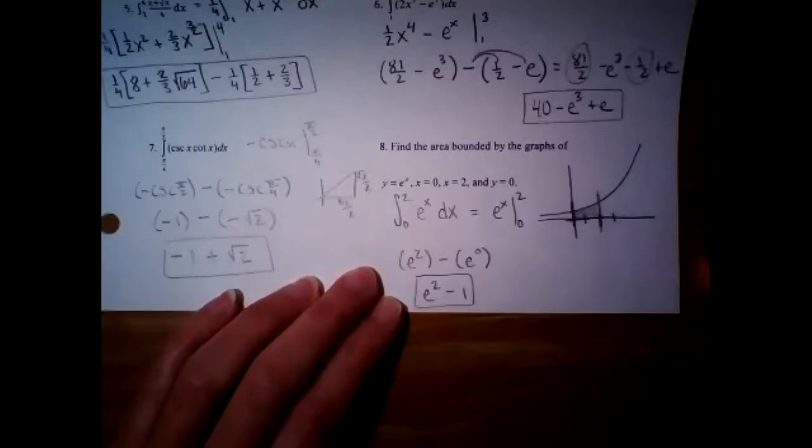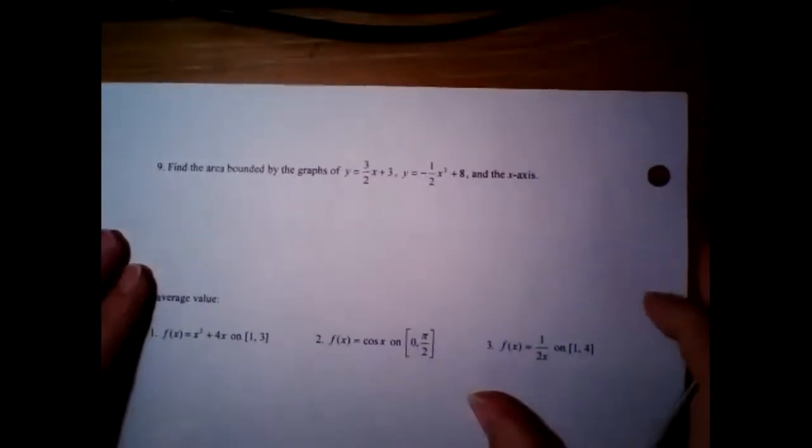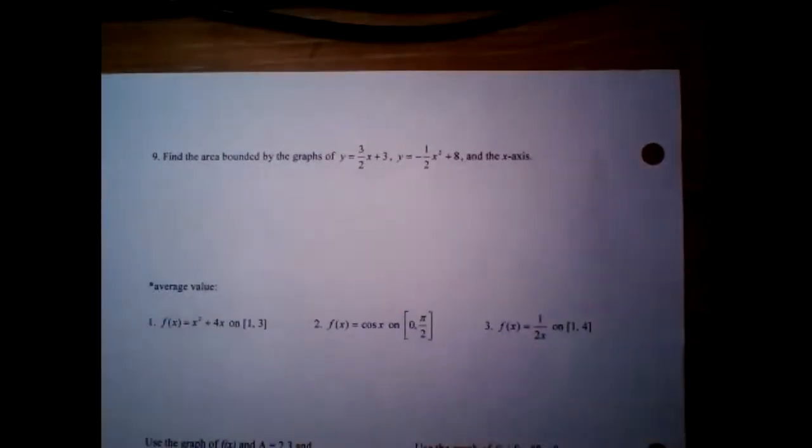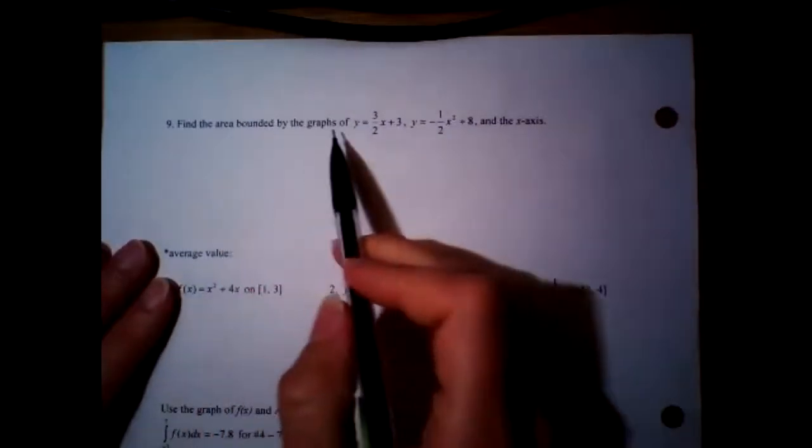And I'm going to just do the next one on the back before we do our break, because that'll stop right before we get into average values. So let me just go ahead and do this next one as well. It's the same idea. We're going to have to draw the graph ourselves and then set up the integral. All right, so find the area bounded by these graphs.